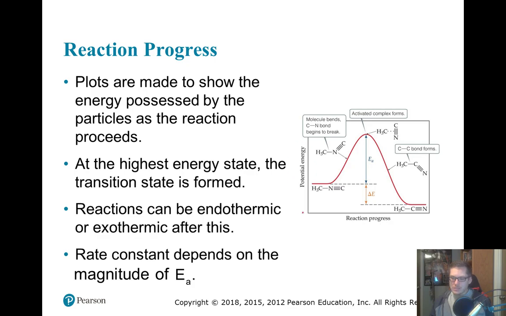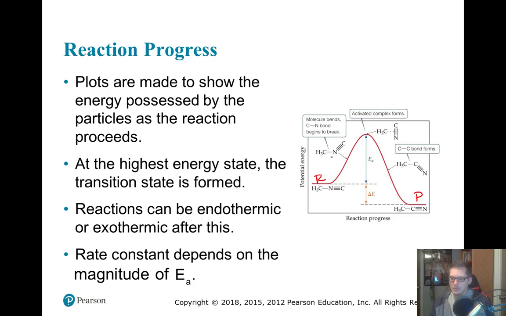All right, on the y-axis we have potential energy, and on the x-axis we have reaction progress. Right here are your reactants, and these are your products. We've looked at this reaction before.